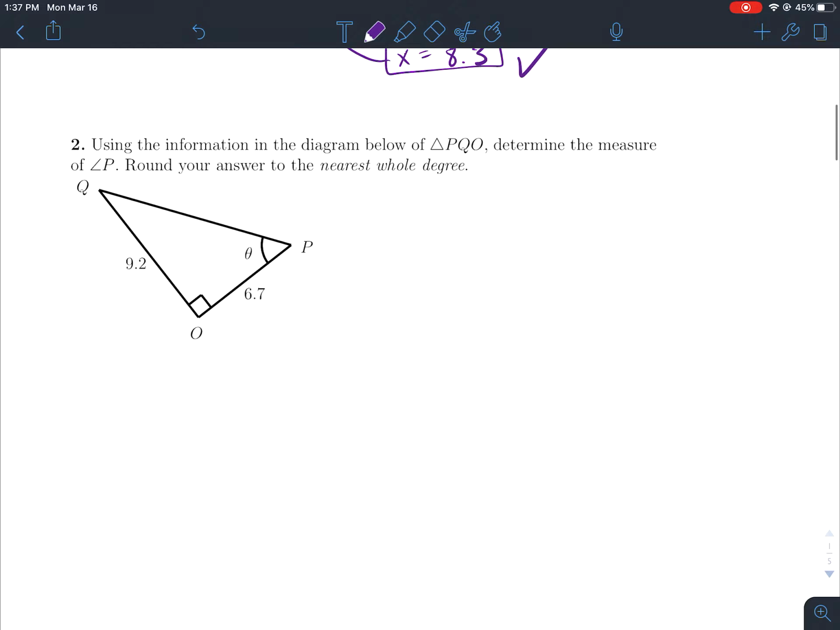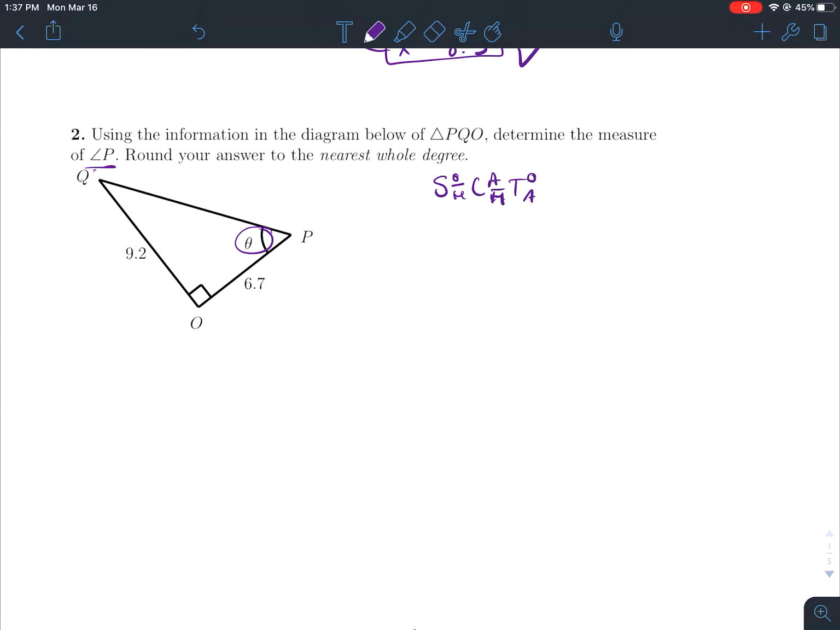Alright, for problem 2, using the information in the diagram below of triangle PQO, determine the measure of angle P. Okay, so this time it's the angle that's unknown, but that changes nothing so far. We're still going to set it up using one of the three formulas, and we can remember those formulas by doing SOH CAH TOA. And I like to write it like this because it shows the fractions, in case you were unsure why I write it like that. But here we go.